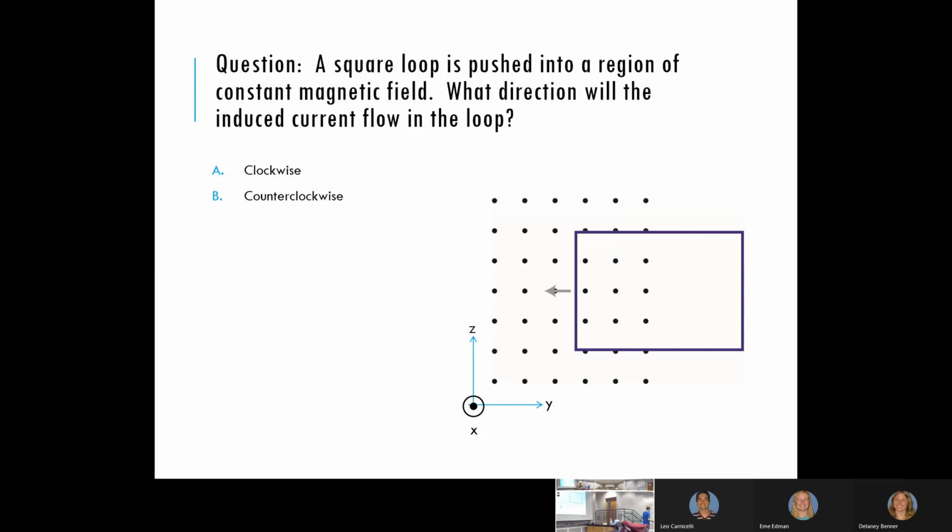Which way will the induced current flow? If I take this square loop of wire and I push it into the field, which way will the induced current flow? And notice it's not by accident. I meant for this region to have the magnetic field, and there's no magnetic field out here. I meant for no field over here on the right-hand side.